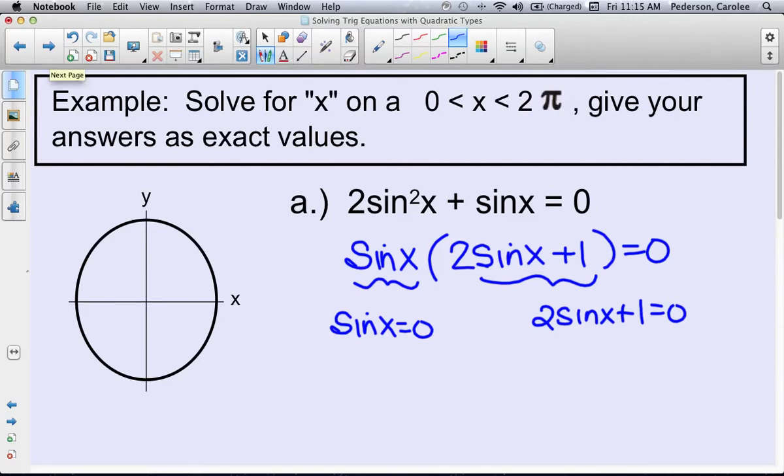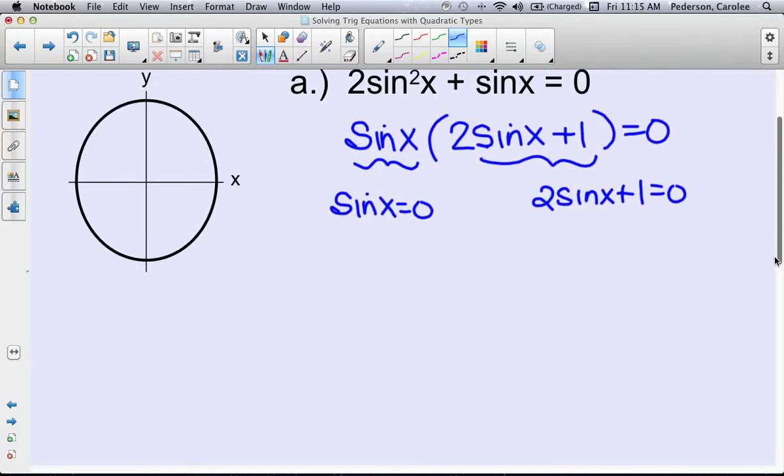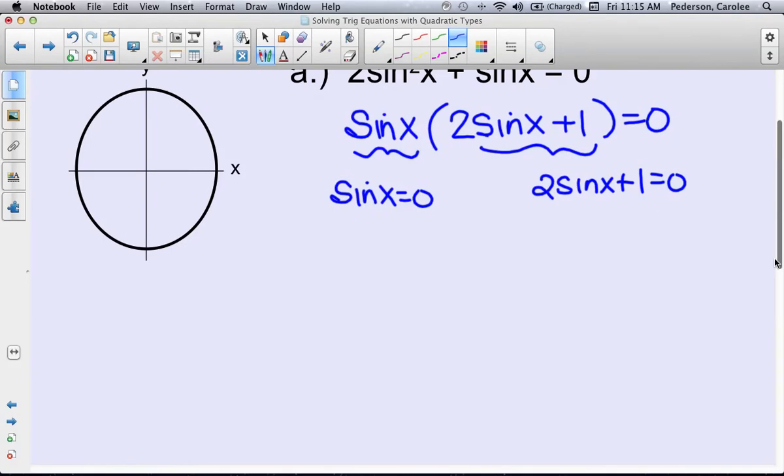What we do is solve these both for the sine of x, and then we use inverse trig to find the values of x. We're going to leave these in radian measure because our domain restriction is from 0 to 2 pi. So let's talk about this first equation, the sine of x equaling 0. If we want to find out what x is, we say x equals the sine inverse of 0.